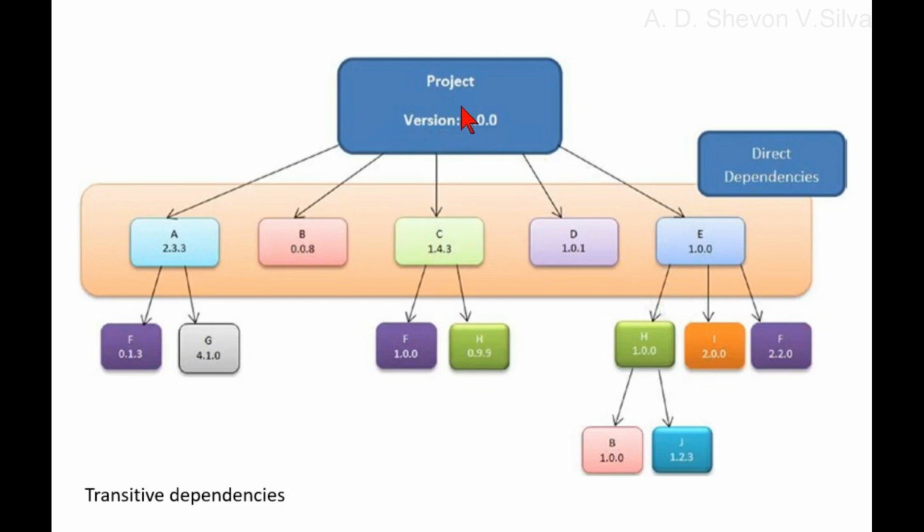Here you can see the project, version 1.0.0. Here are the direct dependencies A, B, C, D, and E. The project is connected to the direct dependencies A, B, C, D, and E. Here A is connected to F and G. Here C is connected to F and H, and here E is connected to H, and H is connected to B and J, and here E is connected to I and F.